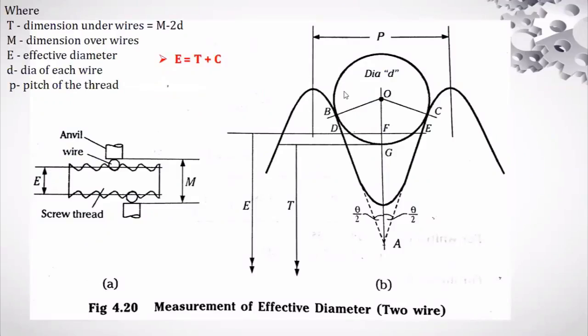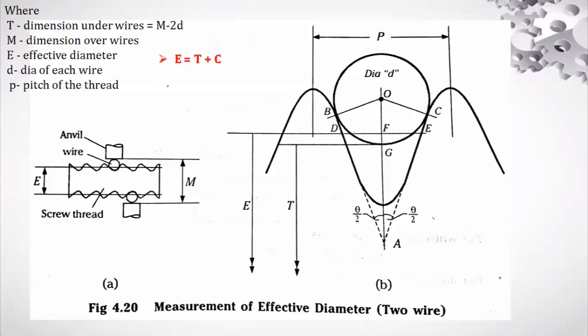See now, like I said in the last class, it is not directly obtained, right? You need to do the calculations to measure the effective diameter by using the two-wire method.